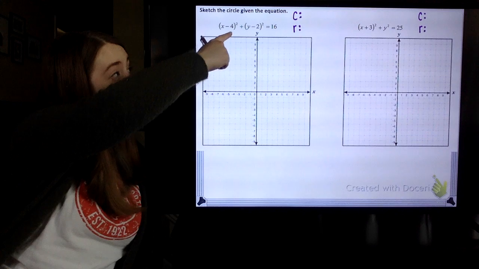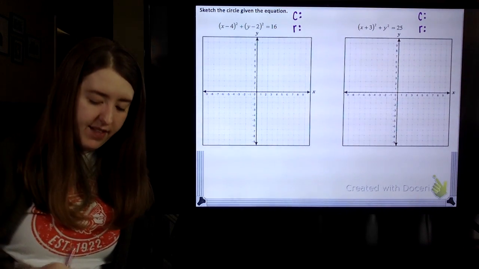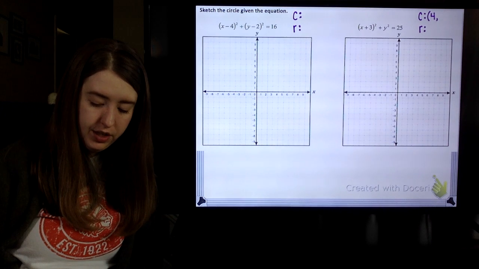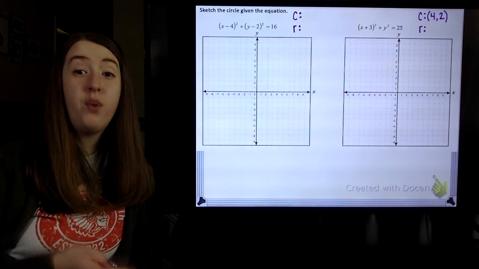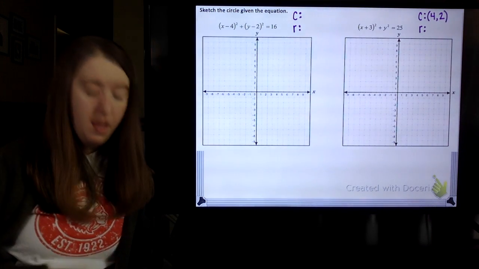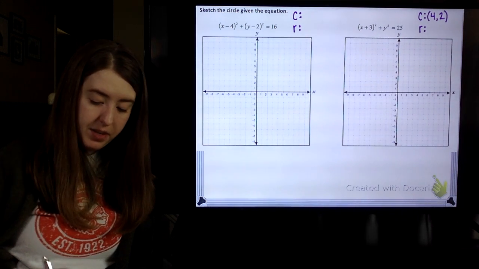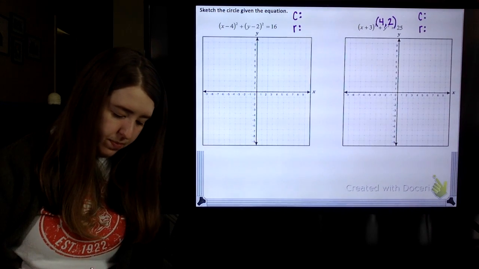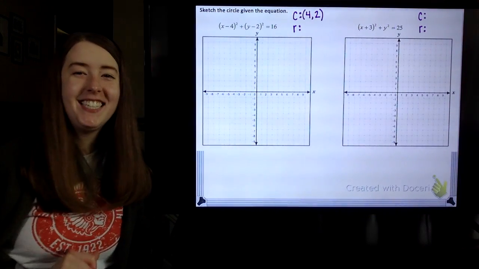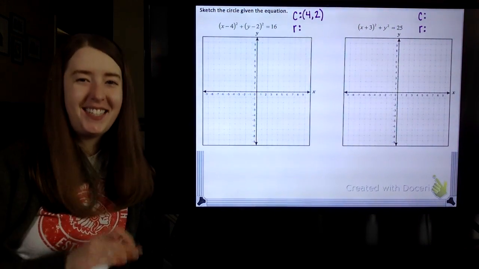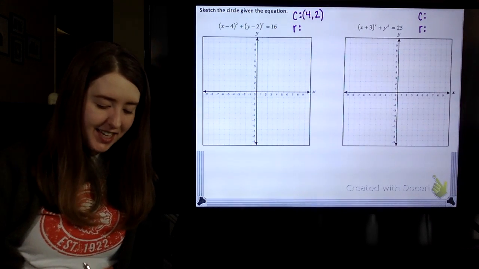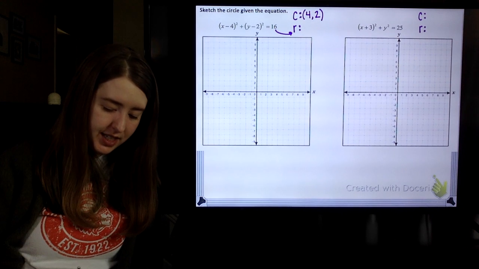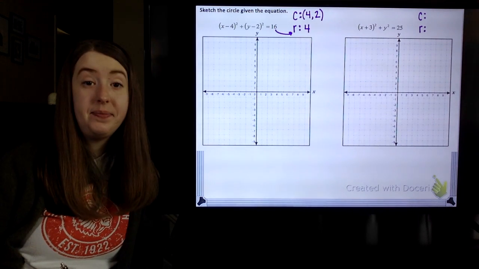So over here, remember it's got to be the opposite. So I have x minus 4, so that's positive 4. Y minus 2, so that's positive 2. So my center is at 4, 2. My equation is, oh my gosh, I'm on the wrong side. I'm sorry, guys. Fixed. Okay, so my center is at 4, 2. Now, my radius, I have to take the square root of whatever my equation is equal to. So the square root of 16 is 4.